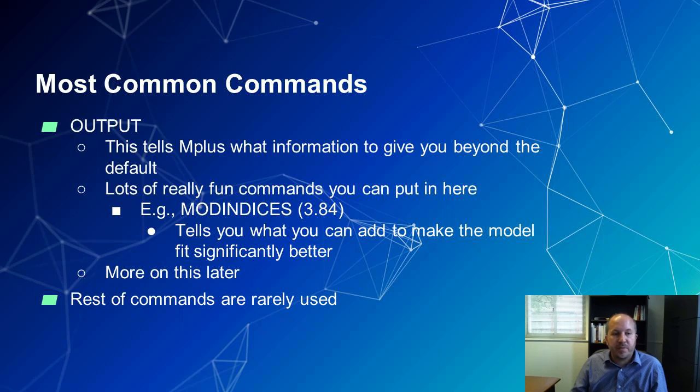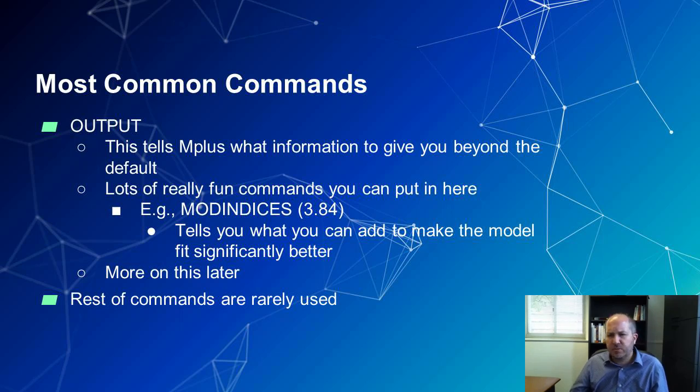The output command is where you tell SPSS what you actually want to see in the output. Typically, and this is beyond what's normal, there are some really cool outputs you can ask for, like SDDYX, which asks for just the standardized. Mod indices is a great one. You do mod indices and then put 3.84 in the parentheses here. This will tell you what changes you can make in the model to make it significantly better. We'll talk more about that a little bit later, but there are some cool outputs you can do.